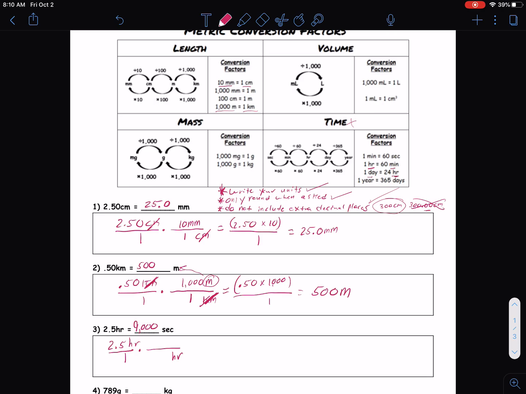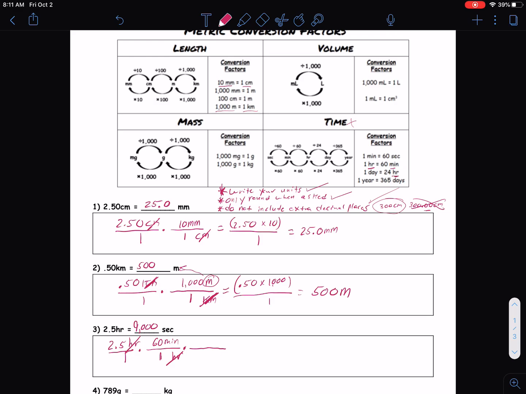And you have to decide here. The way you're going to decide is look at it. Is seconds smaller or bigger than hours? Well, it's smaller. So we've got to go down in our units size, not up. So hours to days would not be wanted here. We want hours to minutes. And 1 hour equals 60 minutes.